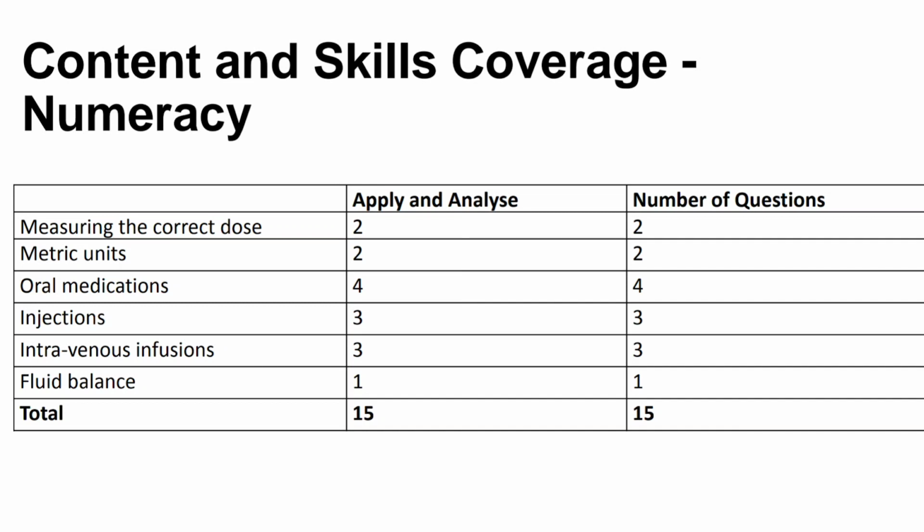Now you can see that in numeracy questions you will be asked 15 questions, and these questions will be on 6 topics. The first one will be measuring the correct dose. You will be asked 2 questions on that, and on metric units you will be asked 2 questions. For oral medications you will be asked 4 questions. On injections you will be asked 3 questions. On intravenous infusion you will be asked 3 questions. On fluid balance you will be asked 1 question. If you calculate all these questions, you will find 15 questions in total.